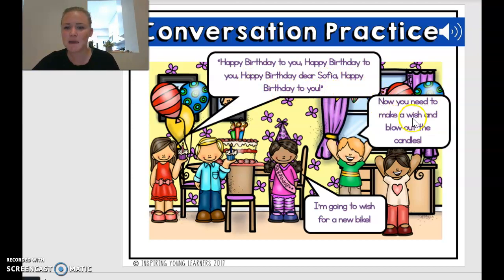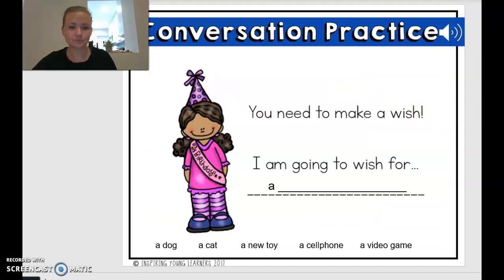Now you need to make a wish and blow out the candles. I'm going to wish for a new bike. Have you ever made a wish when you blow out the candles? It's something that you want. So now you need to make a wish. I am going to wish for, you could wish for anything really.